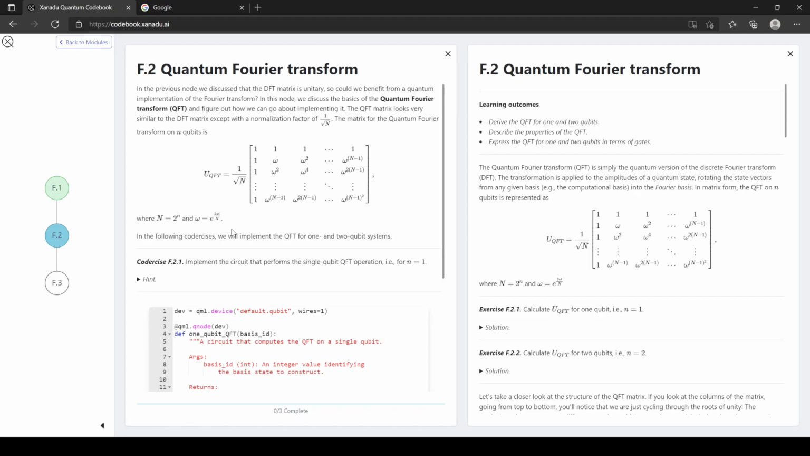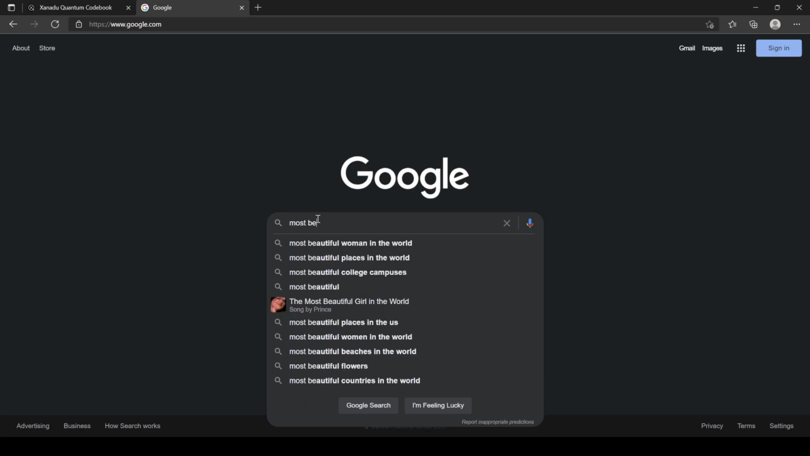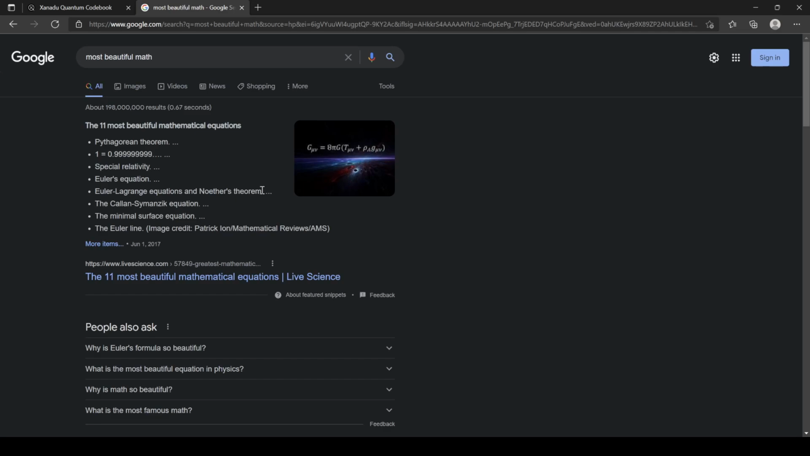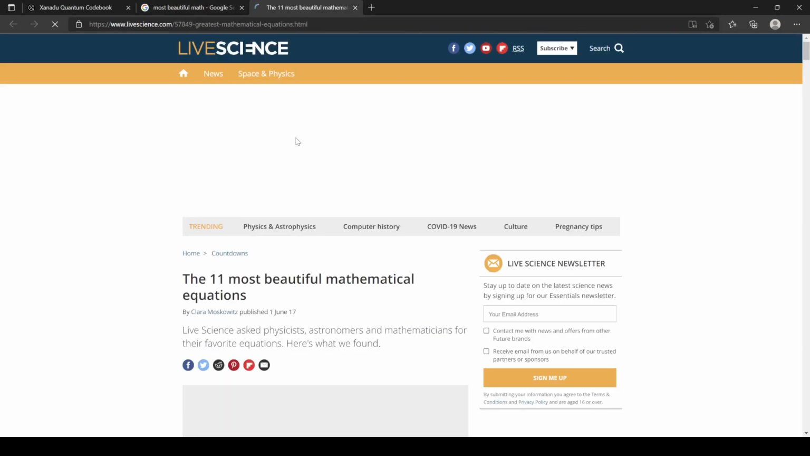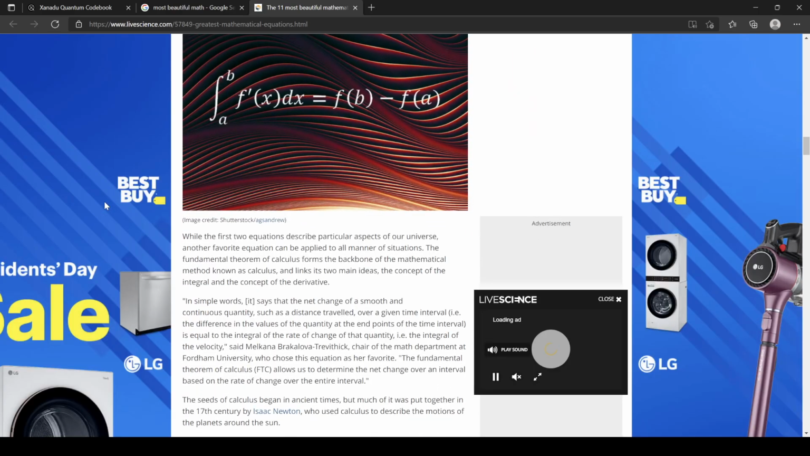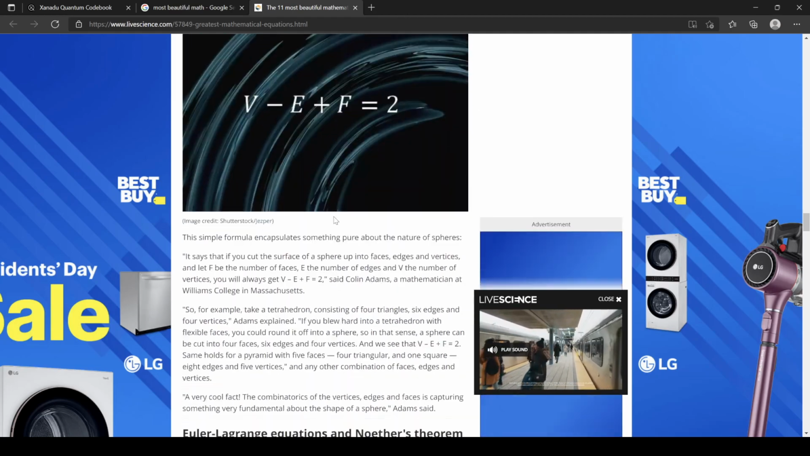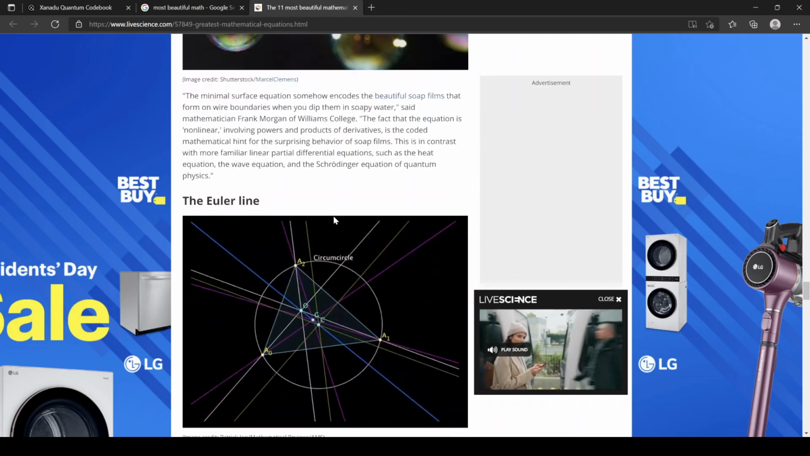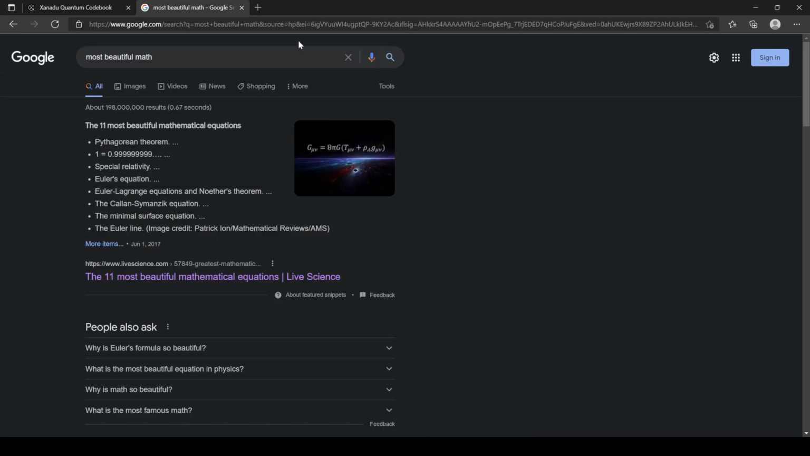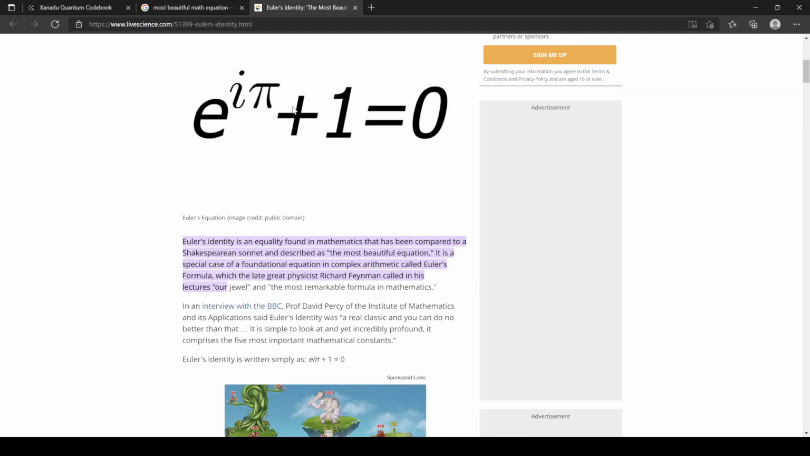That's what some people call the most beautiful equation in math, I think. Let me make sure I'm not making this up. Wow, so many ads. Okay, maybe I am making this up. Oh, no, I'm not making it up. Here we go. See, so e to the i pi equals -1.